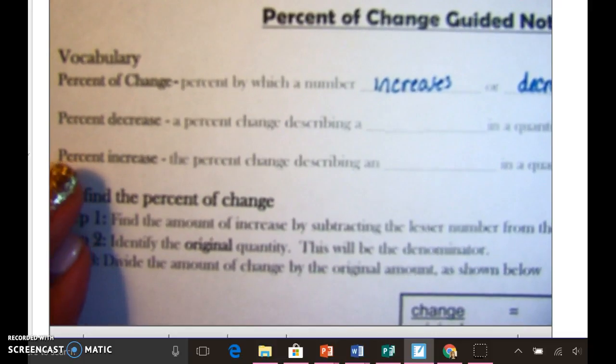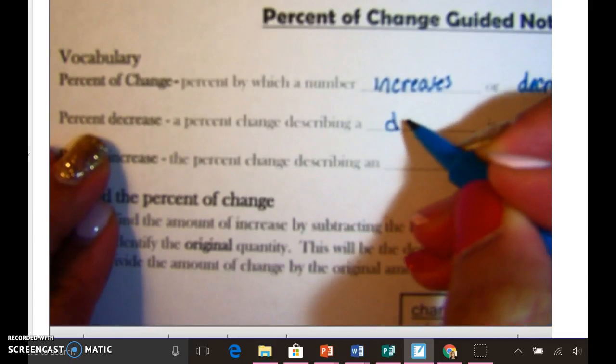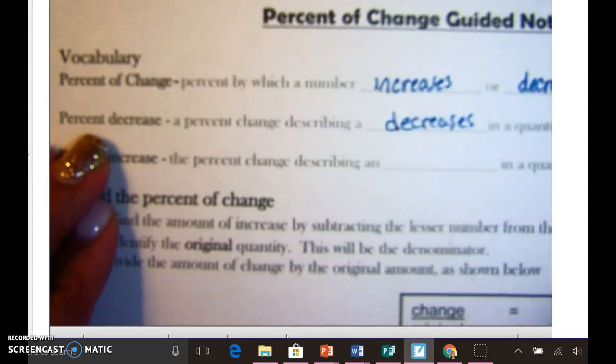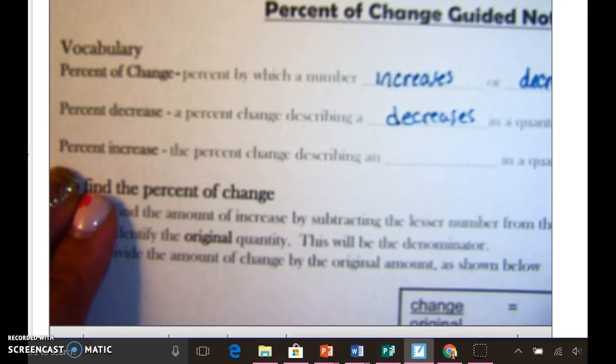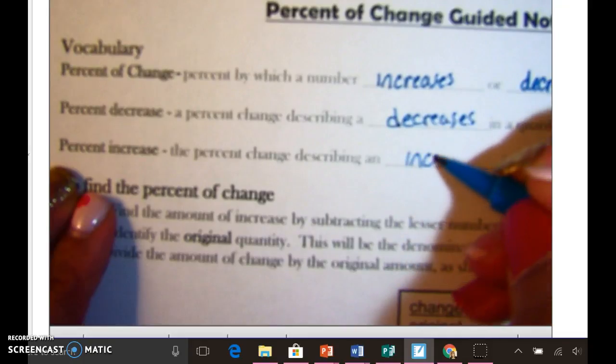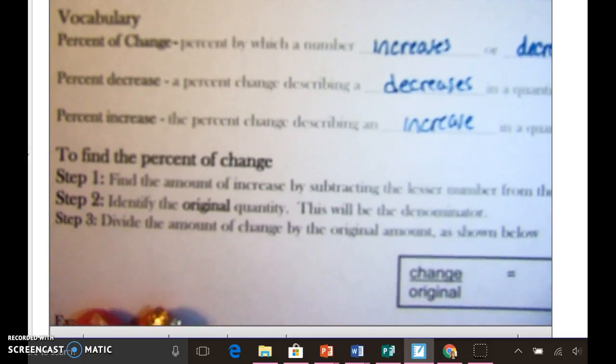If you have a percent decrease, then it's describing that the quantity went down. And if you have a percent of increase, the percent change is describing an increase in quantity. So how do you find the percent of change?